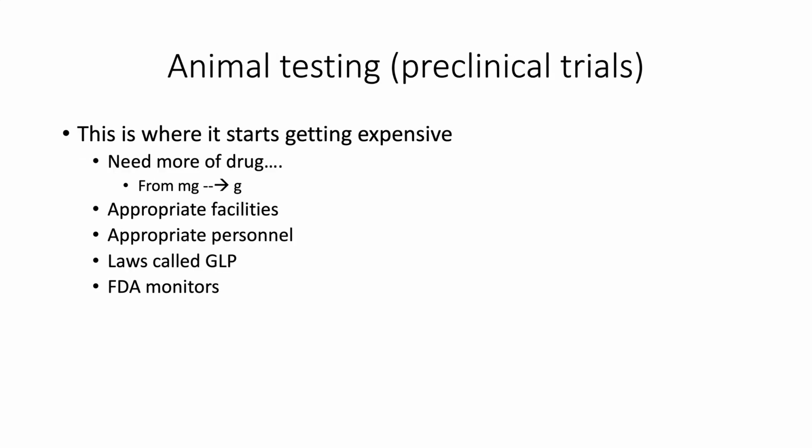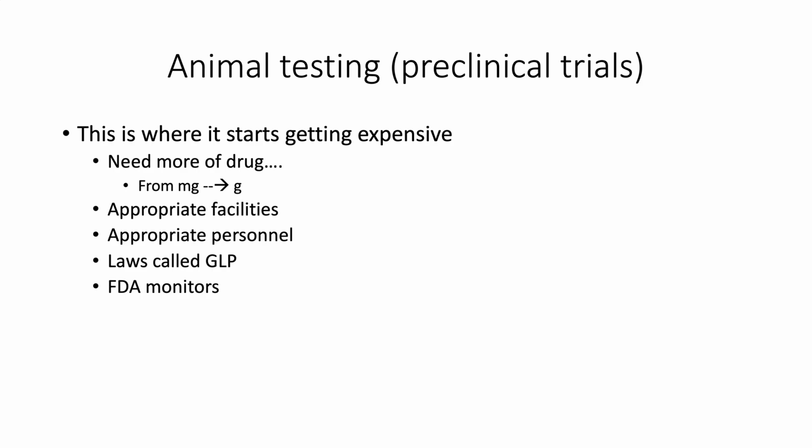So this is called preclinical trials. This is where it starts getting expensive. You're going to need more of the drug. So the in vitro testing, maybe milligram quantities. Now you have to make grams or even kilograms. But grams of a drug, that's a 1,000-fold scale up.